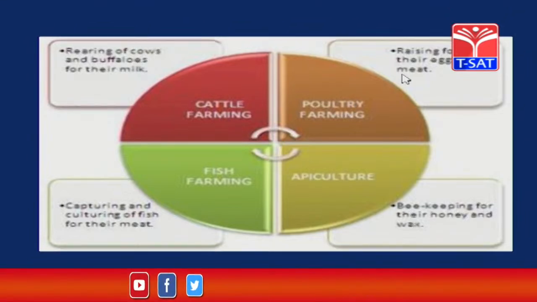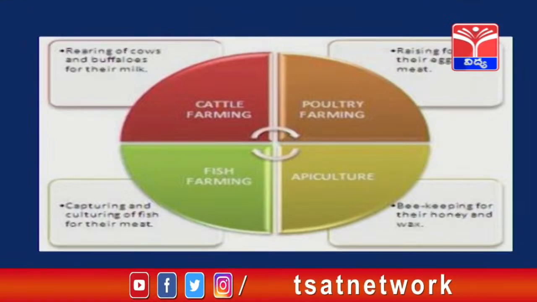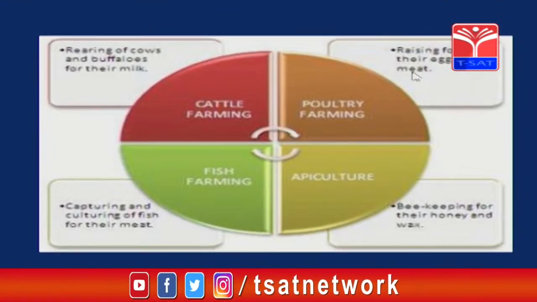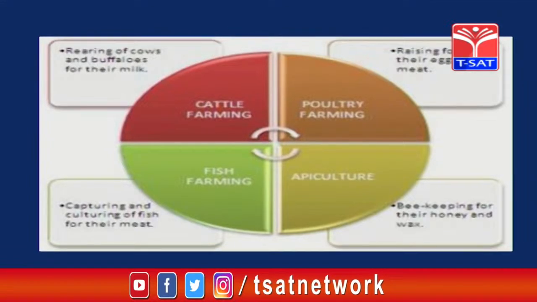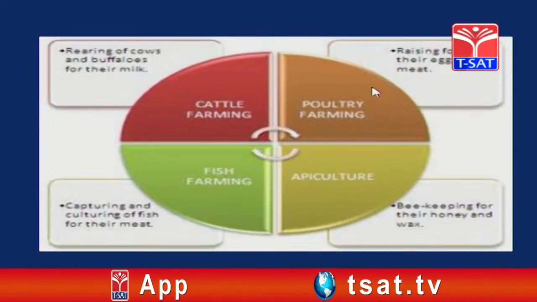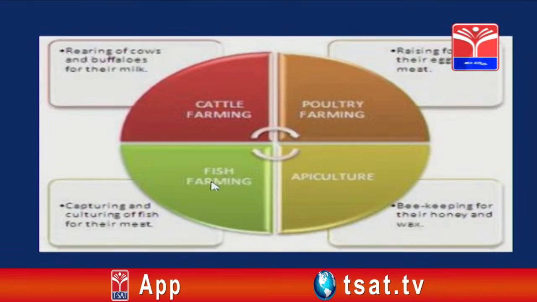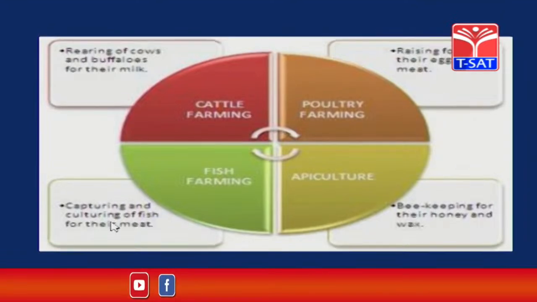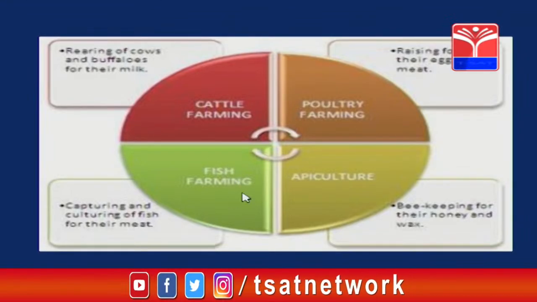Now poultry farming means nothing but raising fowls for their eggs and meat, that is, raising birds for their eggs as well as meat. That is called poultry farming. Now coming to fish farming. Fish farming means nothing but capturing and culturing of fish for their meat. That is called fish farming.